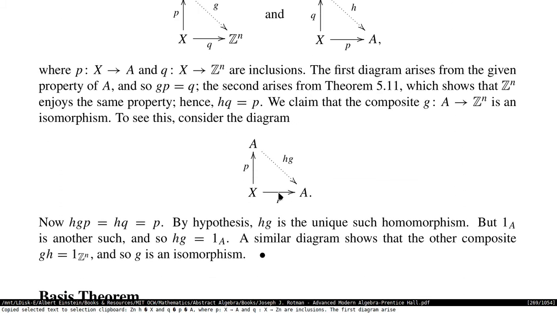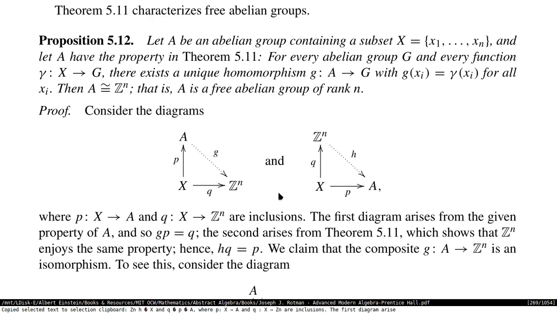Okay, basically you're going to have these two diagrams. Use theorem 5.11, which says that if you have a free abelian group, it is isomorphic to Z^n, and we have the properties of the homomorphisms being equal, right?